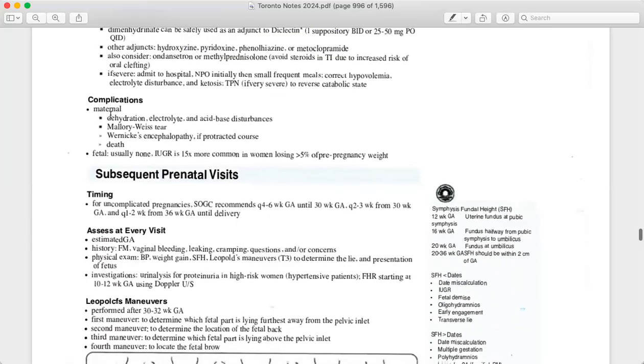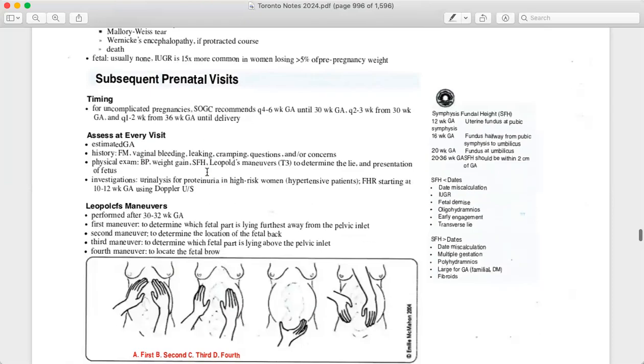Then complications, you are going to see the dehydration, Mallory-Weiss tear, because if the patient keeps on vomiting, there might be some blood coming out. So Wernicke's encephalopathy, death, and IUGR is more common in the patient who is already having nausea and vomiting, because the fetus is not getting enough meals.